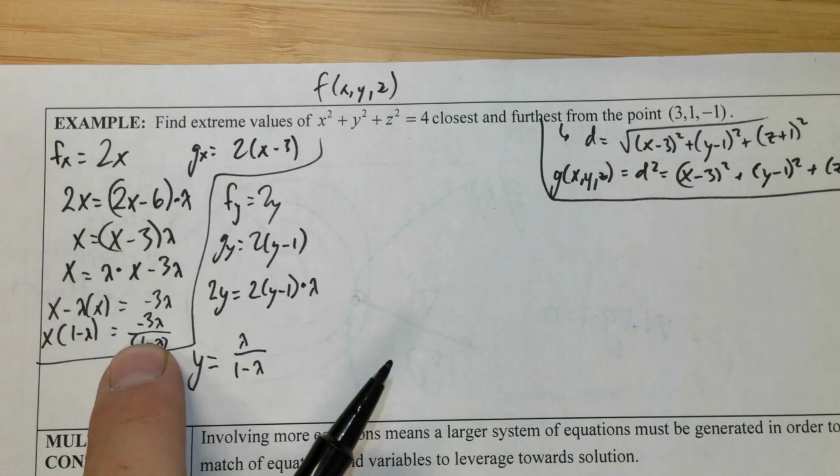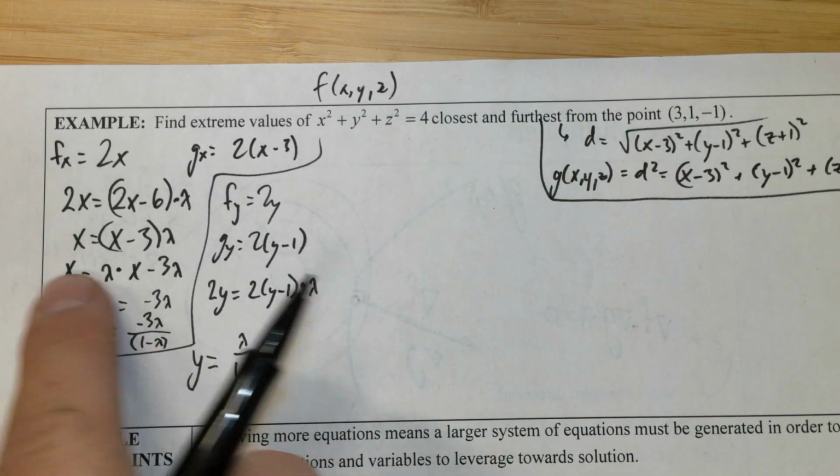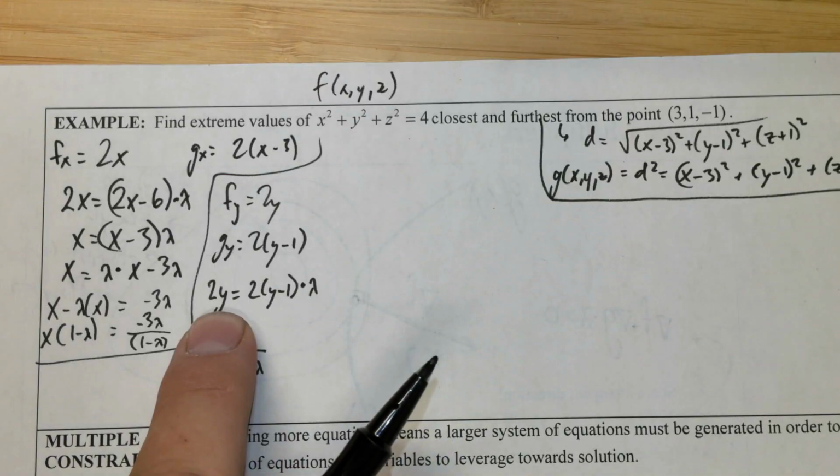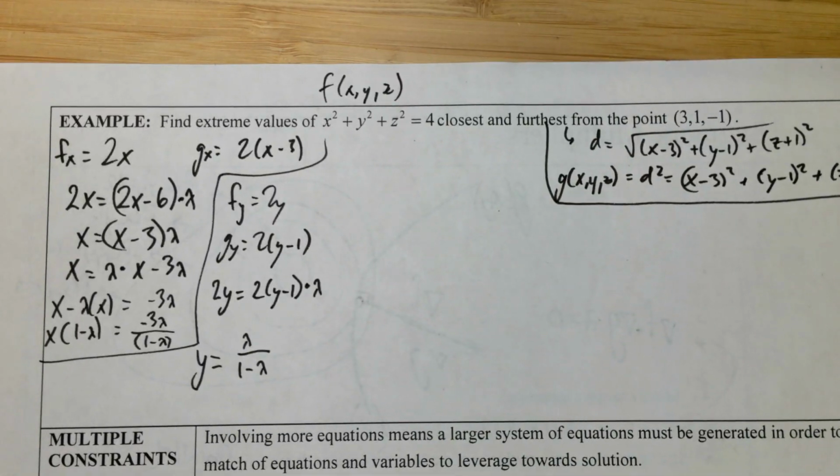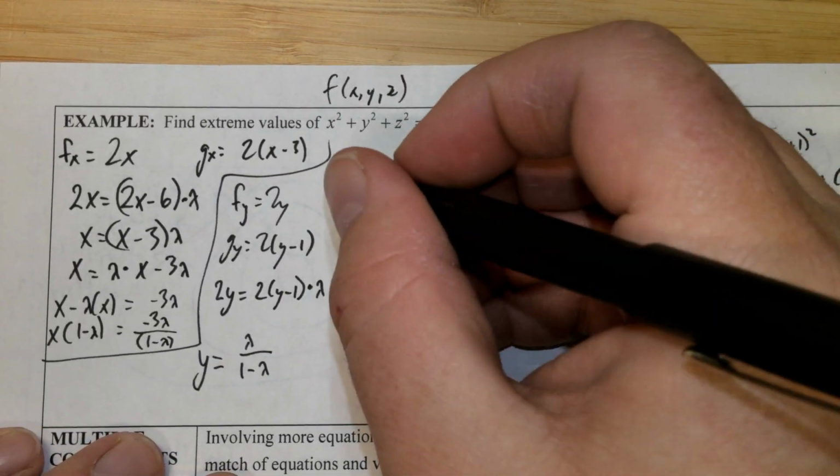I'm going to use those same algebra steps here as I did there. I'm going to divide out the 2. I'm going to move the y lambda over. I'm going to factor out the y. I'm going to divide. And actually, honestly, the same thing with z.